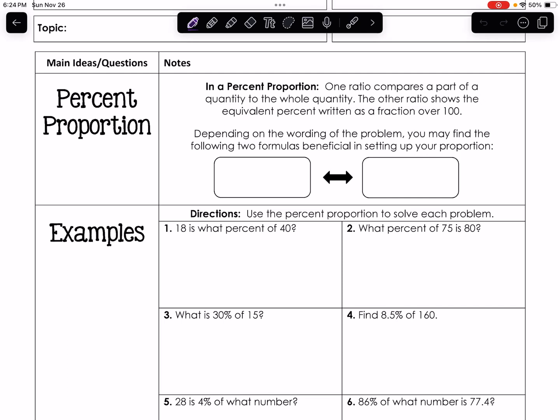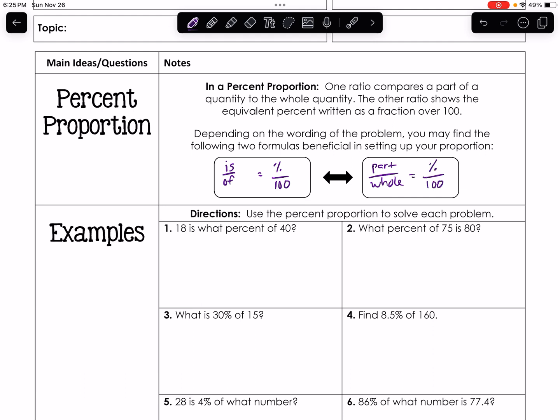Okay, let's look at percent proportion. In a percent proportion, one ratio compares a part of a quantity to the whole. And the other one shows the equivalent percent as a fraction written over the whole of a percent, which is 100. So depending on the wording of the problem, you may find the following two formulas beneficial in setting up your proportion. One trick is knowing is over of will equal a percent over 100. Or you'll see part of a whole is equal to a percent over 100.